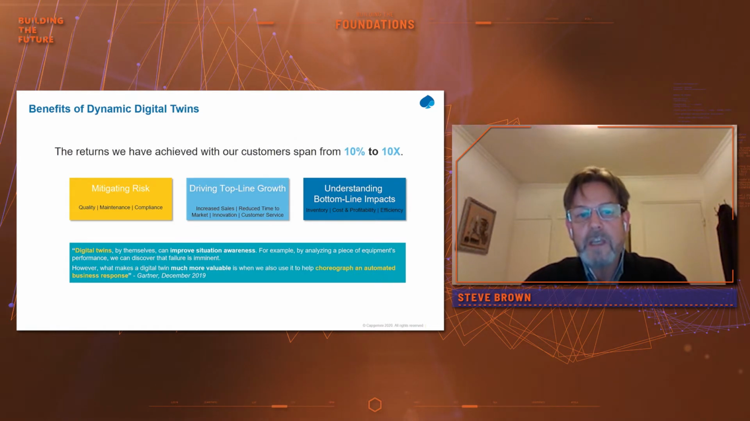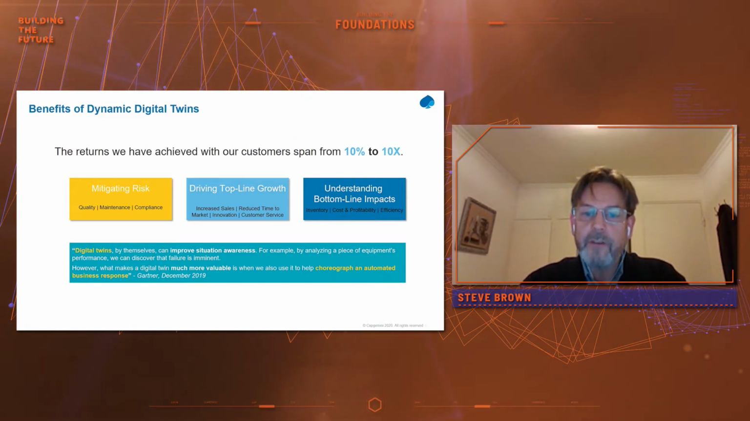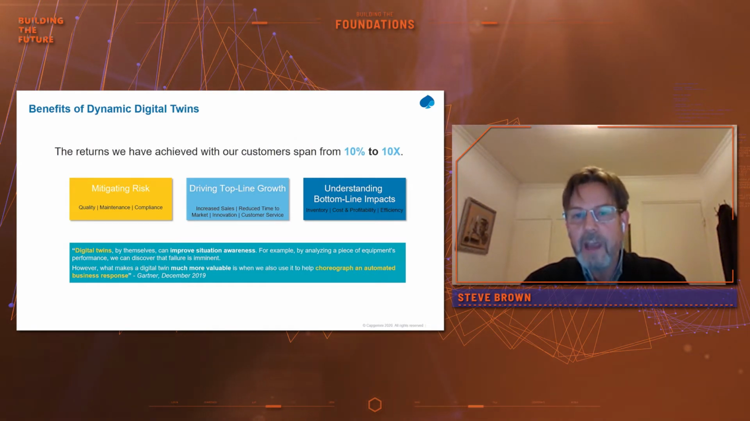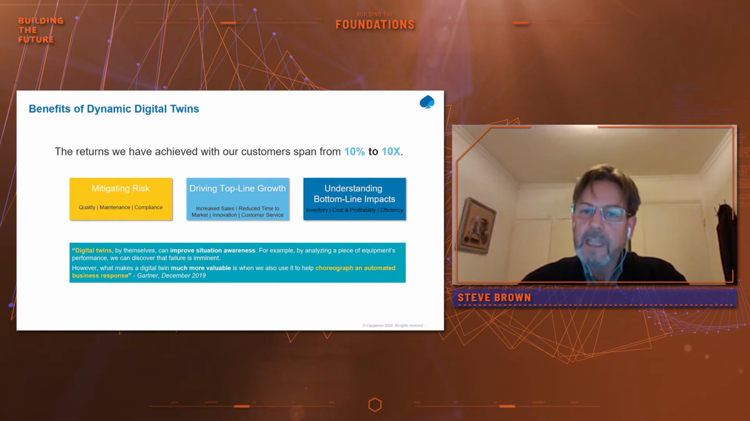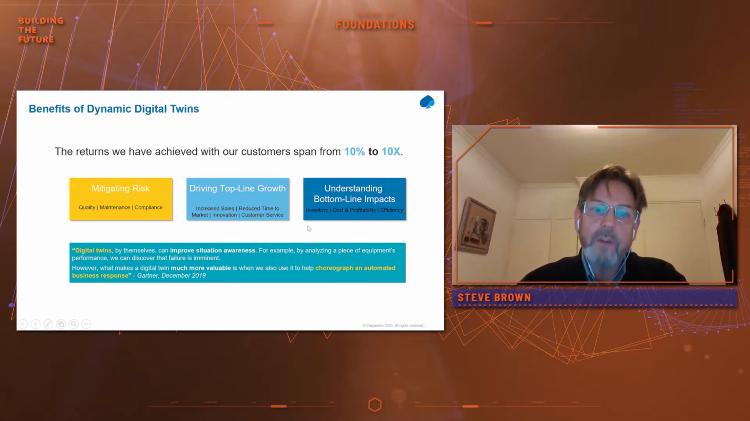So first of all, we see that digital twins are already improving situational awareness, and we use them for things like predicting failure, remaining useful life, those sorts of things, and creating predictive maintenance plans. But they're not unique in doing that. We can do that with advanced analytics without the digital twins.